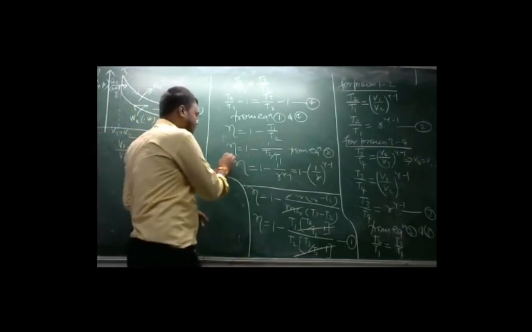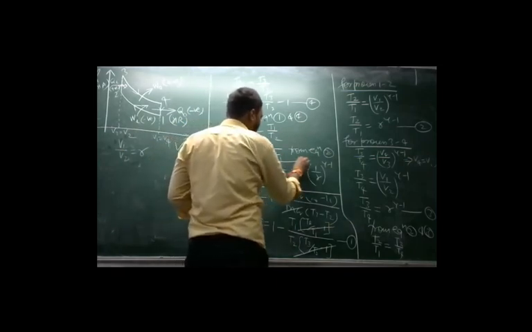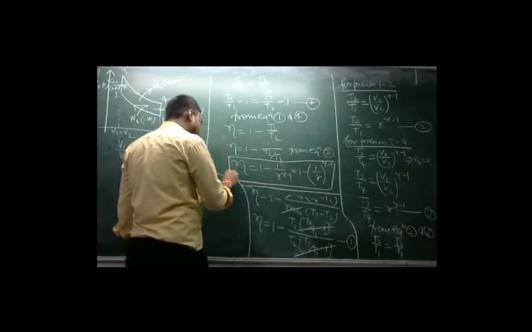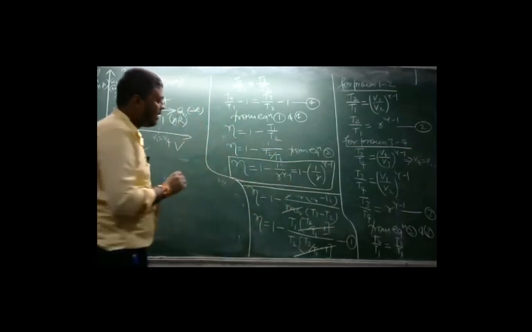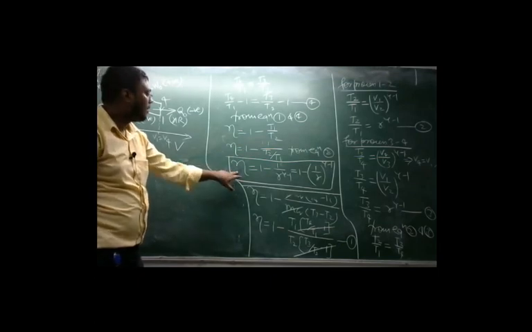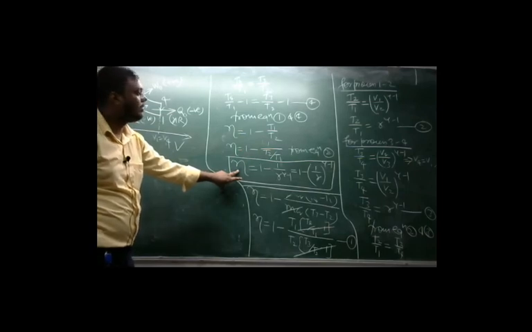So basically, if we know the value of compression ratio r for any Otto cycle, then we can easily calculate the efficiency for that cycle. So this is all for today. In the next class, we will discuss the diesel cycle and the efficiency for the diesel cycle.